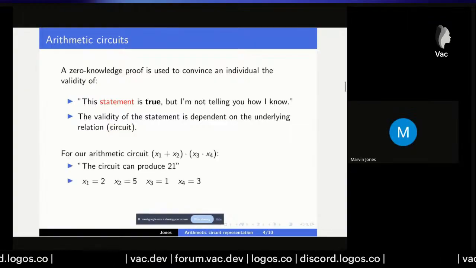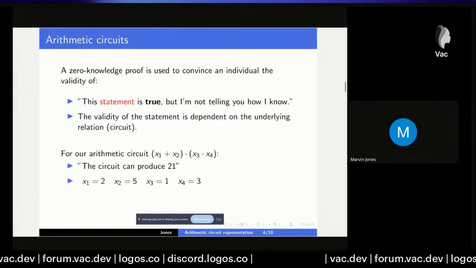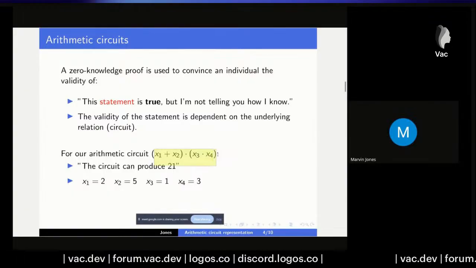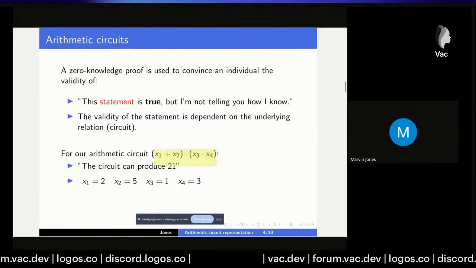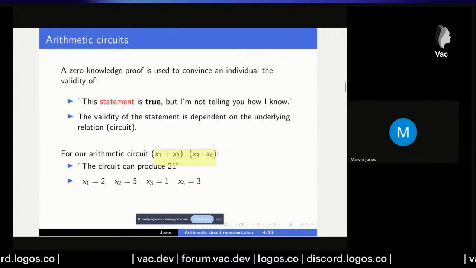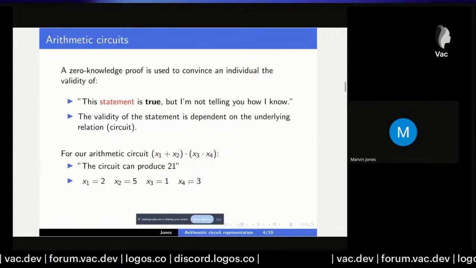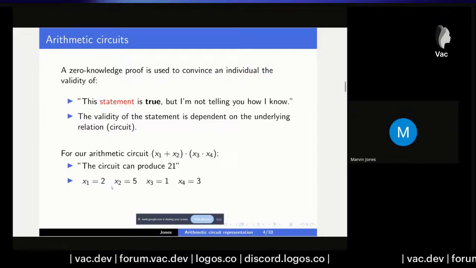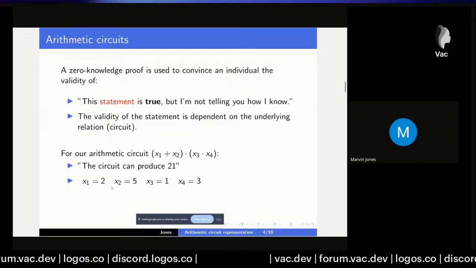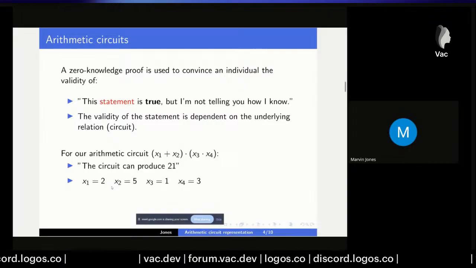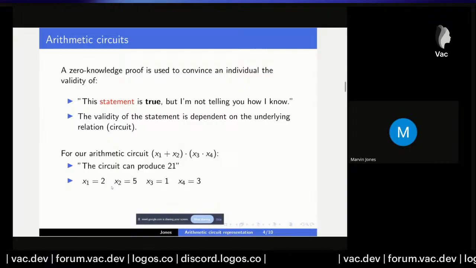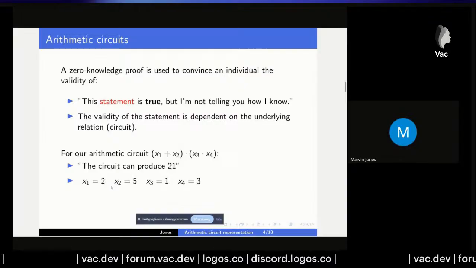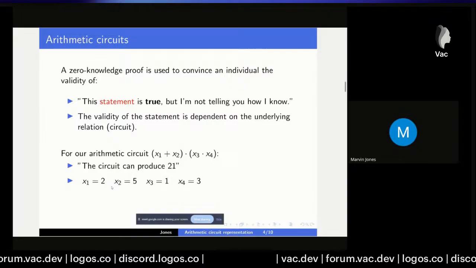In terms of our arithmetic circuit, my statement could be the circuit can produce 21. And you go, okay, well, there are many ways to produce 21. I could potentially tell you all of the numbers, or I could tell you none of the numbers for X. So maybe I tell you X3 and X2, and I say yes, there's some X1 and X4 that will produce 21, given that X2 is 5 and X3 is 1. It depends on how the underlying ZK snark is set up, but the circuit gives you that initial framework so that the prover and the verifier are on the same page of what the statement actually means. Okay.